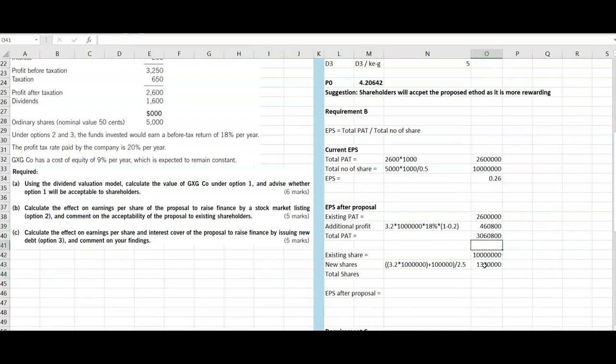So we'll add both. So we got an answer, and this is the total shares. So we'll find out the EPS. So the PAT will be this number divided by the total shares, and our EPS after the proposal comes to 0.27.